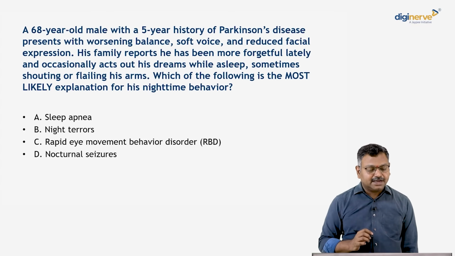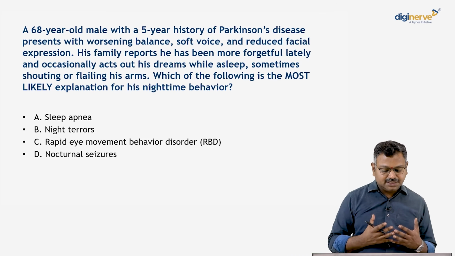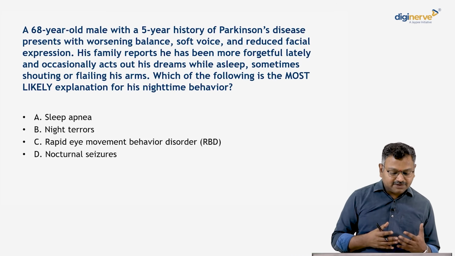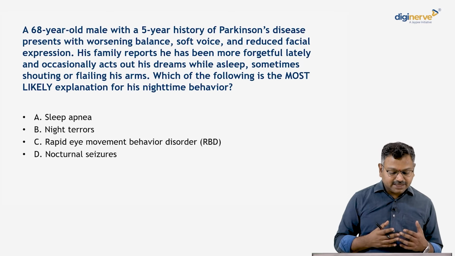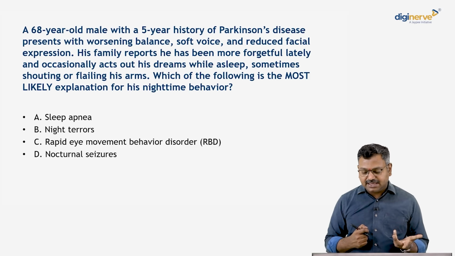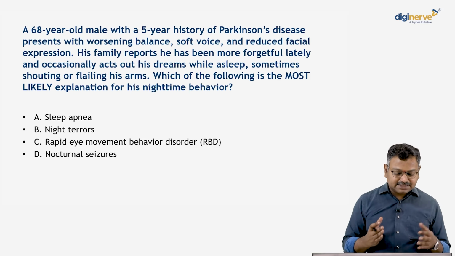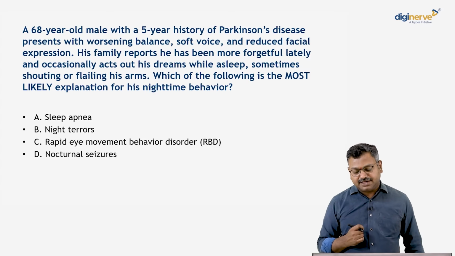68-year-old, 5 years history of Parkinson's disease, worsening balance, soft voice, reduced facial expression. Family reports he's become forgetful, occasionally acts out of his dreams while asleep, sometimes shouting and flailing arms. Which of these is the classical cause for his nighttime behavior? So sleep apnea, sleep terrors, nocturnal seizures, rapid eye movement behavior disorder.